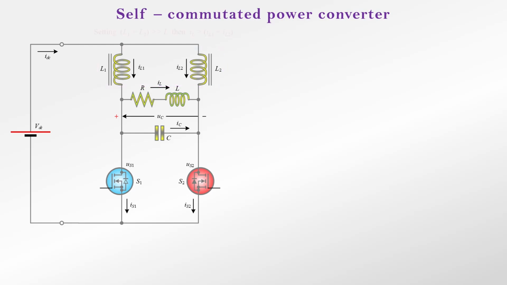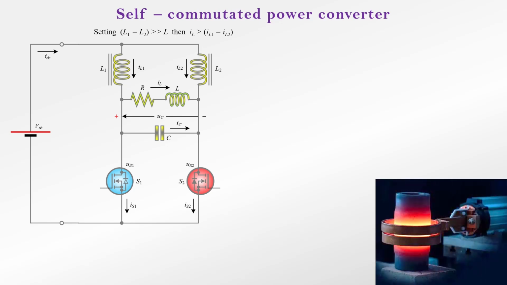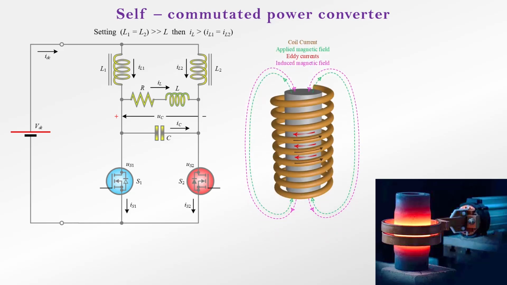The inductance of the auxiliary coils is set to be greater than that of the heating coil, so that the current in the heating coil is greater than the currents in L1 and L2. The heating coil, L, is actually the primary winding of a transformer, where the secondary is the workpiece. Therefore, the secondary winding is short-circuited and consists of a single turn. The workpiece is heated by eddy currents induced in it by the magnetic field generated by the coil.